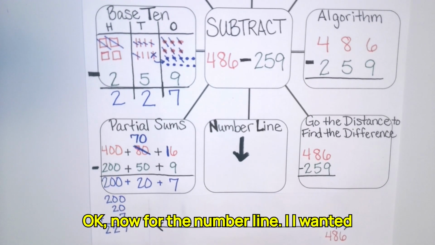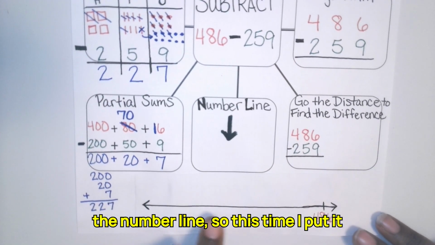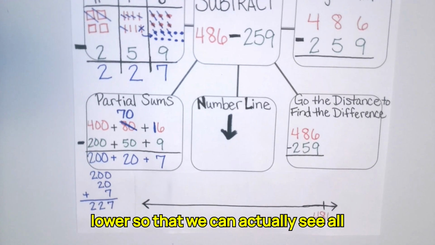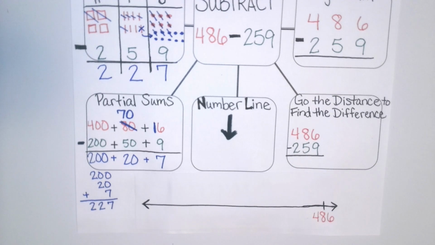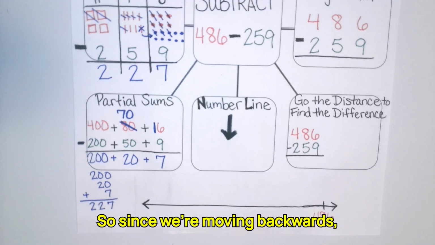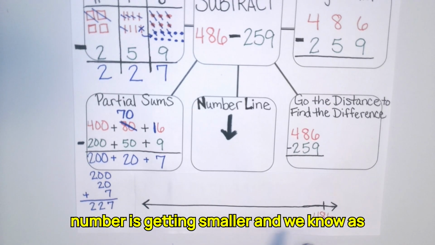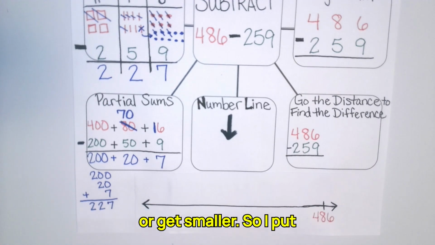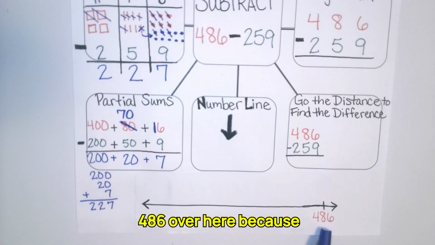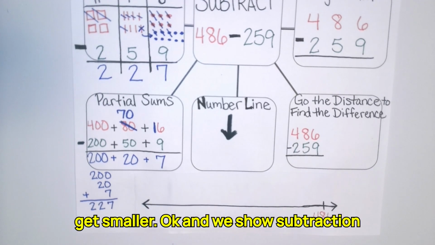Okay, now for the number line. I wanted to make sure I had enough space to show the number line, so this time I put it lower so that we can actually see all of the jumps that we need to make. Since we're moving backwards, I'm not starting over here because our number is getting smaller, and we know as we move to the left, our numbers decrease or get smaller. So I put 486 over here because as we subtract, our number is going to get smaller.